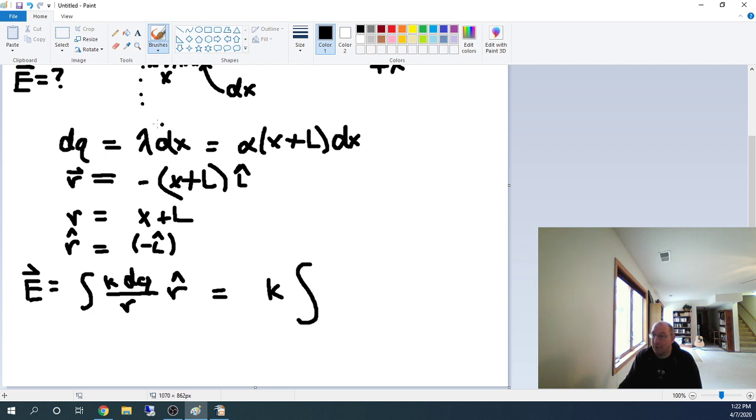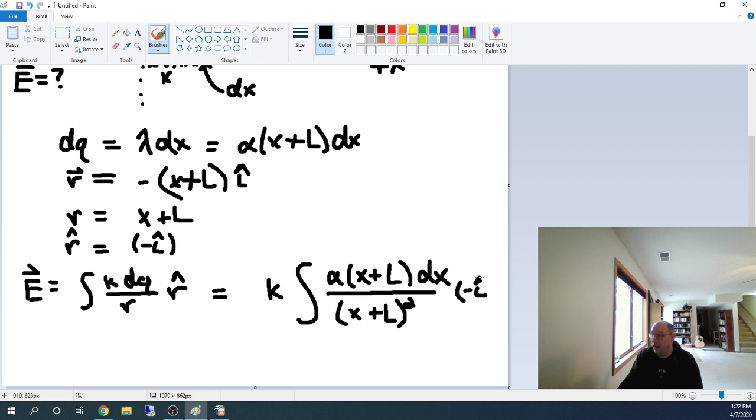And then my dq, I plug in what I wrote down, that was alpha times x plus L, and then times dx. So that's dq. The whole thing is dq. Now divide by the magnitude of R squared, which we just had here. So there's our piece that we're going to put there. So that's x plus L. Remember that it's the magnitude of R squared, so it's x plus L squared. And then R hat is negative i hat, so I'll just put that in here. Negative i hat.